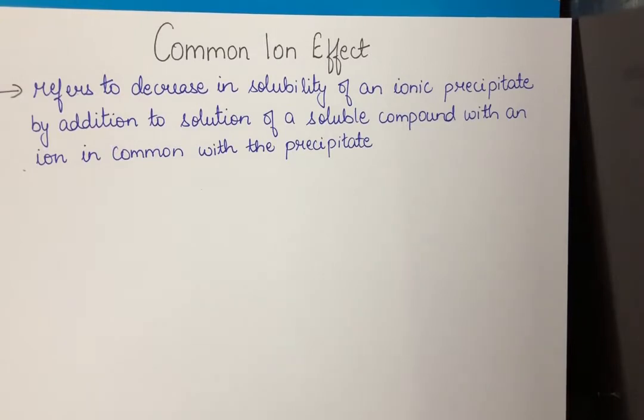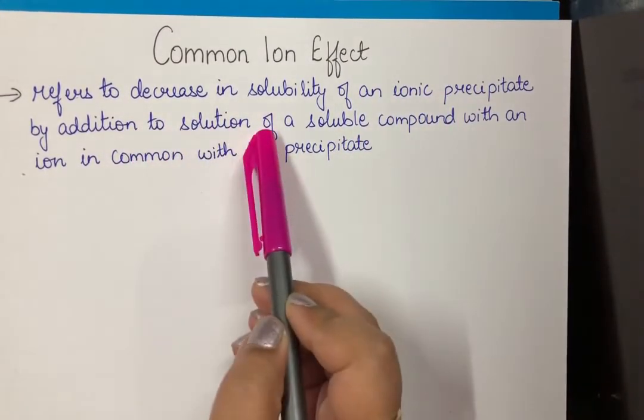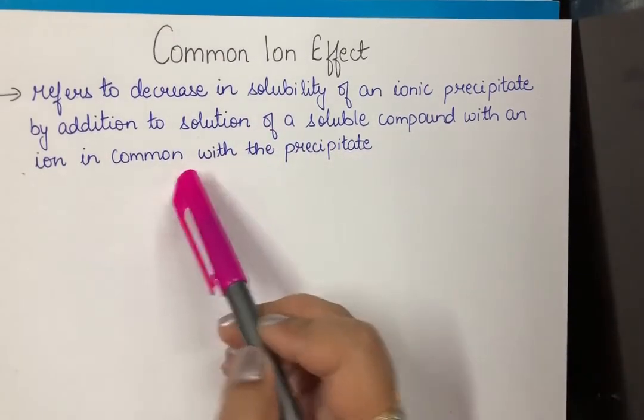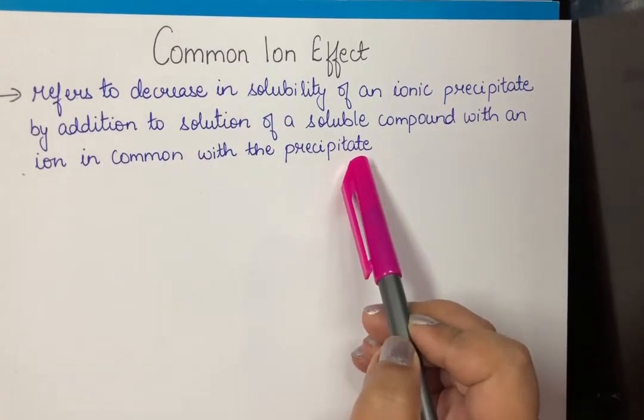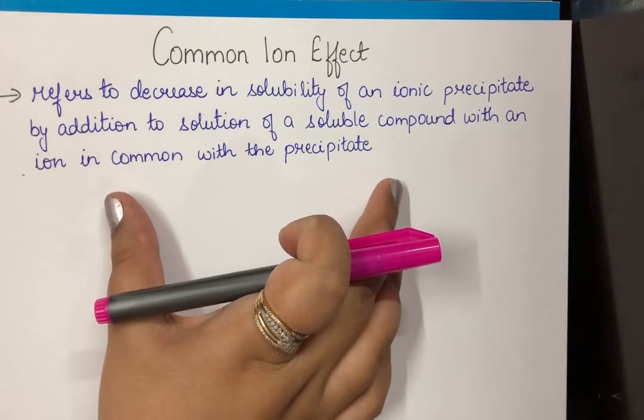This is actually the decrease in the solubility of an ionic precipitate by the addition to a solution of a soluble compound with an ion in common with the precipitate. I know it sounds very tough, and by looking at the definition, the concept is not easy to understand.